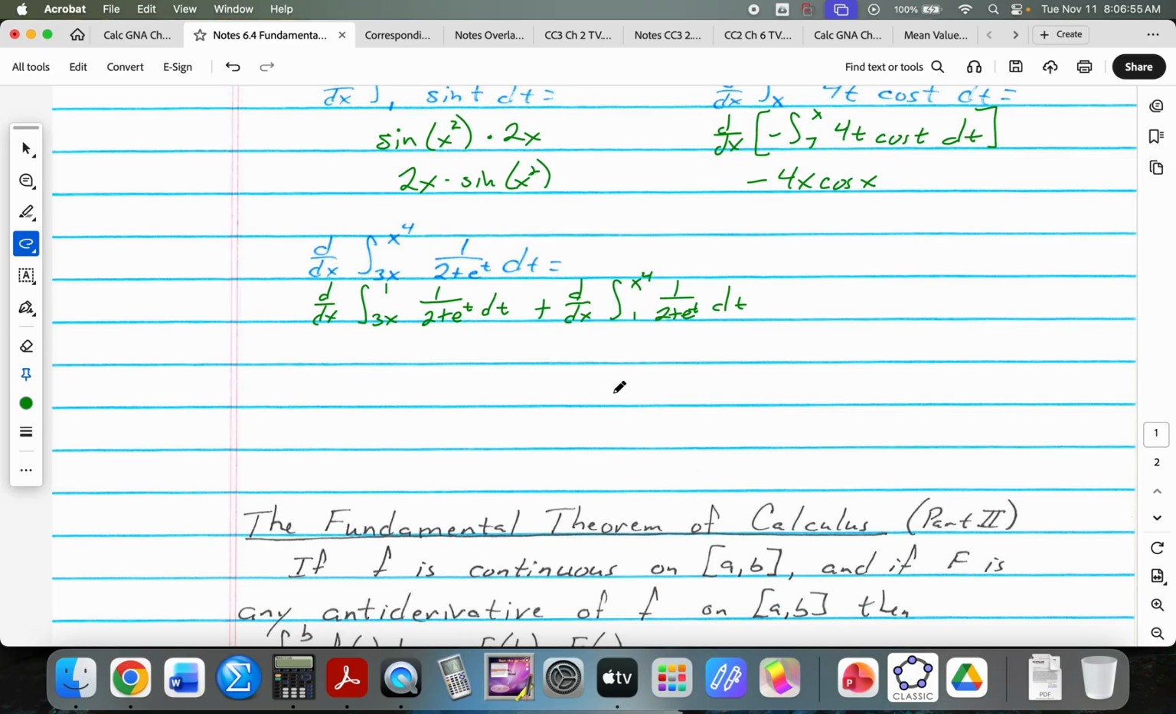Then I'm going to do 2 steps. I'm going to switch the order because I'm going to switch the limits of integration here so that I get a negative. And I like having the negative in the middle instead of at the front. So we'll have the derivative with respect to x of the integral from 1 to x to the 4th of 1 over 2 plus e to the t dt minus the derivative with respect to x of the integral from 1 to 3x of 1 over 2 plus e to the t dt.